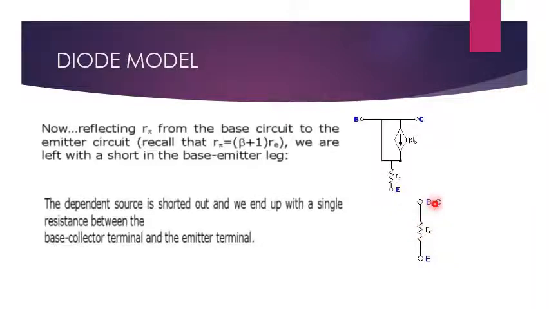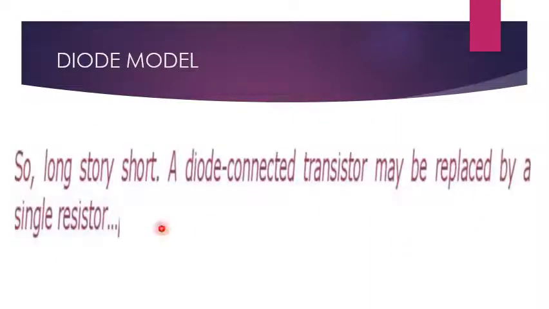Obviously base and collector is shorted, it means what, the diode. So now we have seen in the first topic itself, a diode can be replaced with a resistor. That is what we have done here. The dependent source is shorted out and we end up with a single resistance between the base collector terminal and the emitter terminal. So we have replaced the diode as a resistor. Clear? So that is what I had given. Long story short, a diode connected transistor may be replaced by a single resistor.